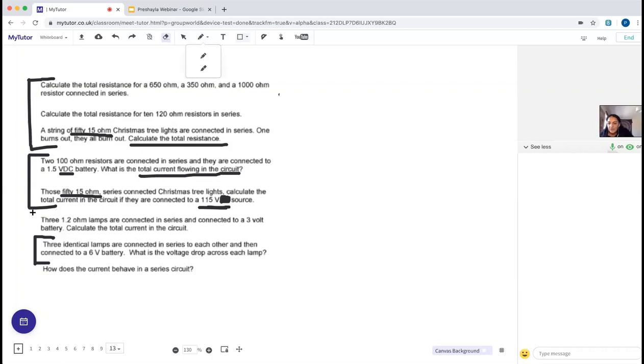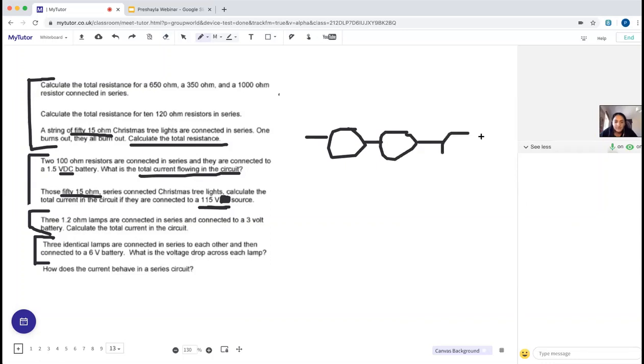So let's just do the last one here. 3 1.2 ohm lamps are connected in series. Here, they're not resistors, they're lamps, but because they are lamps, they have a resistance. If you're getting confused, bulbs are the same as lamps, and they look like this with their circuit symbols. So we have 3 lamps. They each have 1.2 ohms and they're connected to a 3-volt battery.